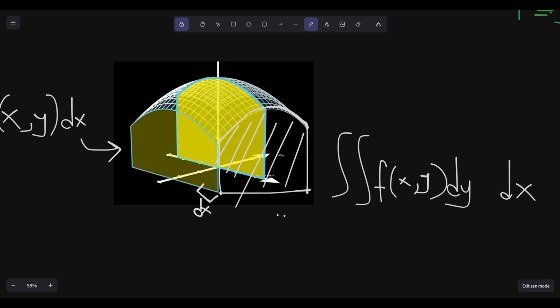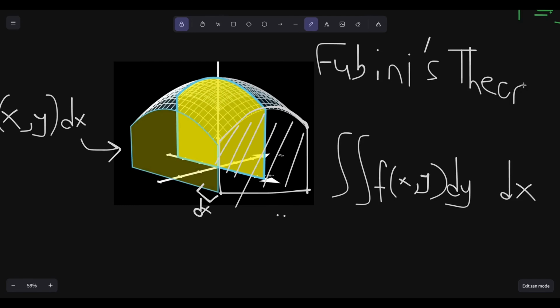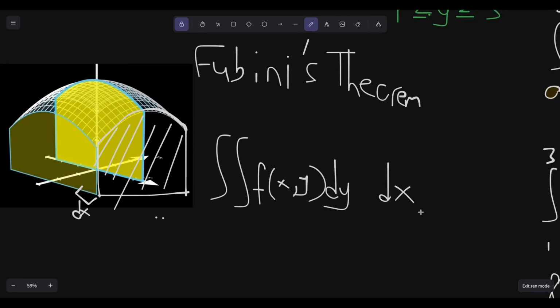And that's actually something called, and it's like a little weird theorem that someone proved. That is called Fubini's theorem. Fubini's theorem. So that's a pretty cool thing that you can swap the order of the integrals and you still get the same answer. And it makes sense intuitively.